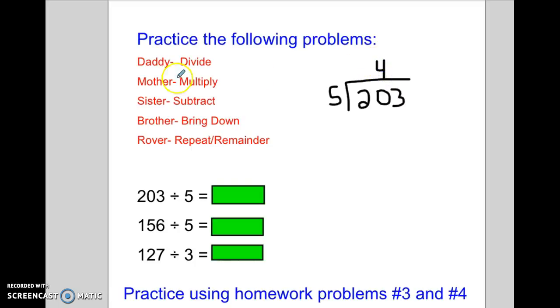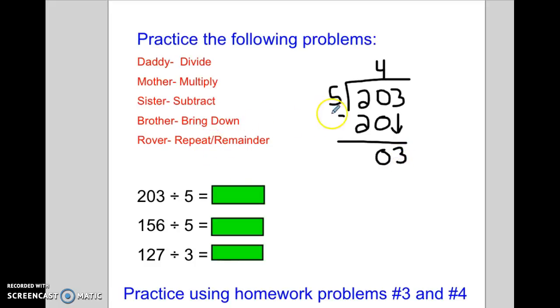All right. So now I'm onto the mother step, multiply. 5 times 4 is 20. So now I get to sister subtract. 20 minus 20 equals 0. Ooh, and now I get to do brother. I get to bring down. I still have this 3 up here. So I got to bring this on down. Like draw my arrow so I know exactly where it's going. I'm going to write that 3. I brought it down.